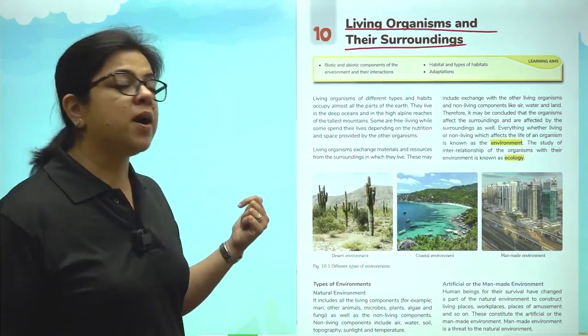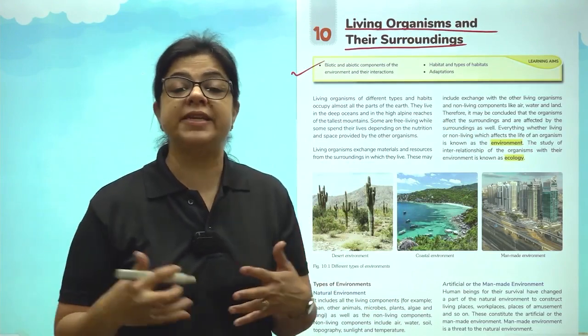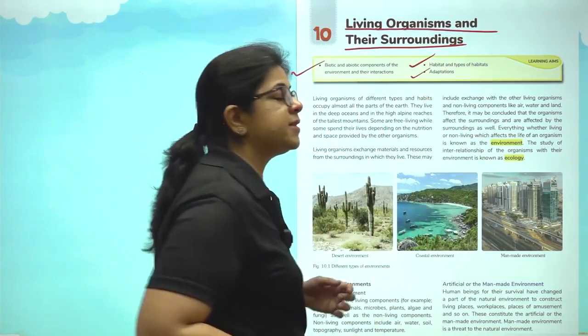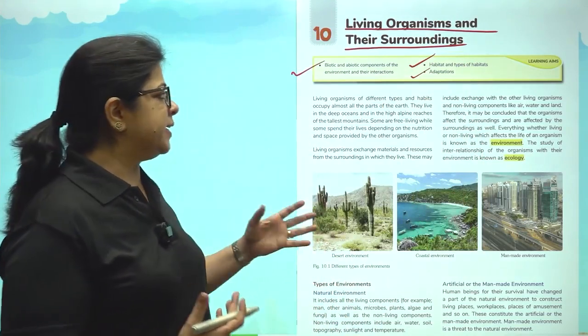This is what we are going to understand today in chapter number 10, Living Organisms and Their Surroundings. We are going to understand how the biotic and abiotic components of the environment interact with each other. We are going to understand the different types of habitats and how different animals adapt to these.